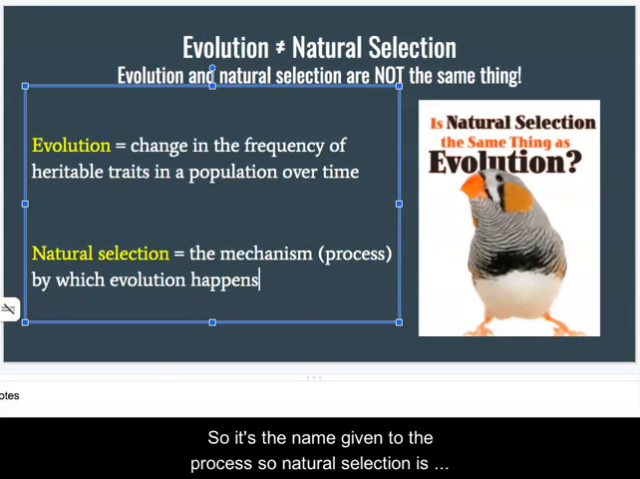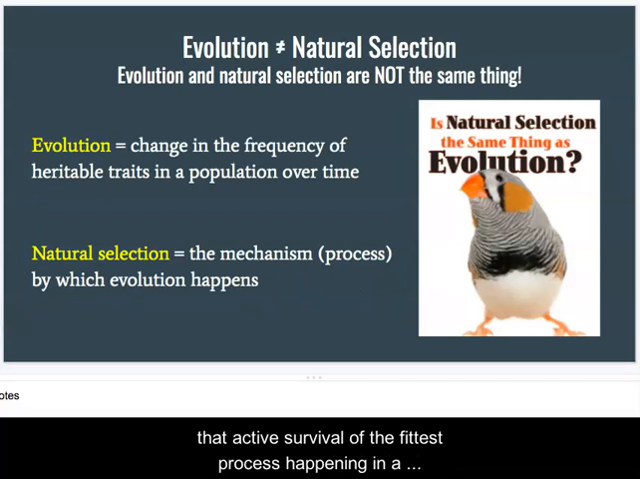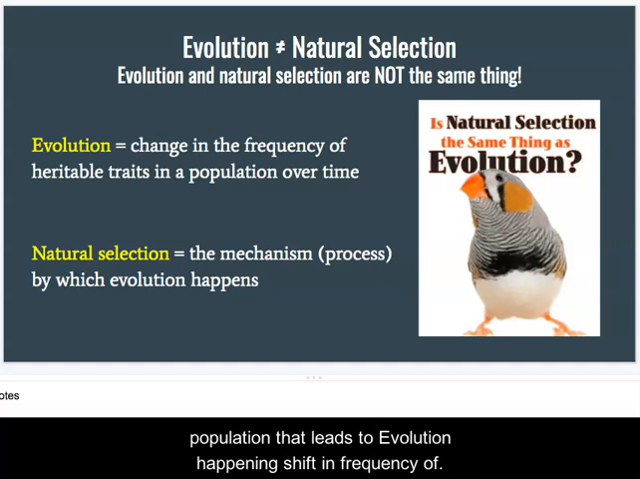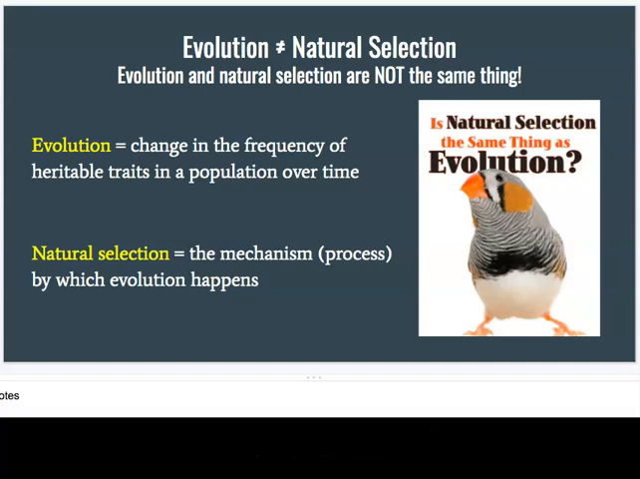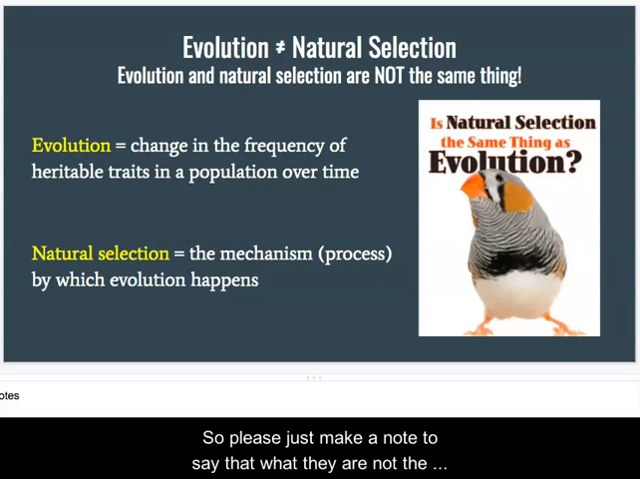So natural selection is that active survival of the fittest process happening in a population that leads to evolution happening, that shift in frequency of traits. So please just make a note to say that they are not the same thing. You cannot use them interchangeably. Natural selection is an active process, and the result then is evolution.